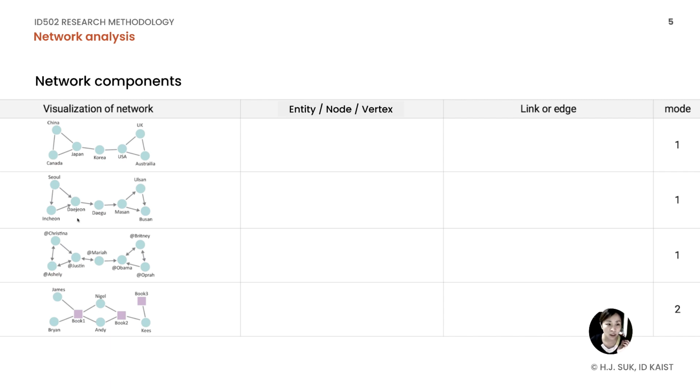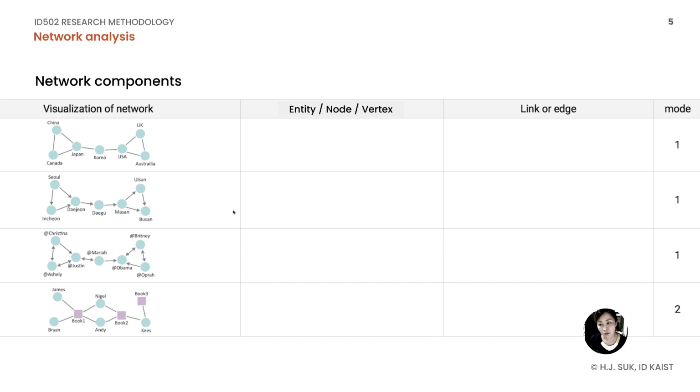And the second one shows the names of cities. And it looks like some flow is there, like some flu or some traffic or some logistics flowing along these cities. So this network can illustrate this, and it has a direction. And the third one looks like an SNS, like someone follows another one and they are following each other, etc.